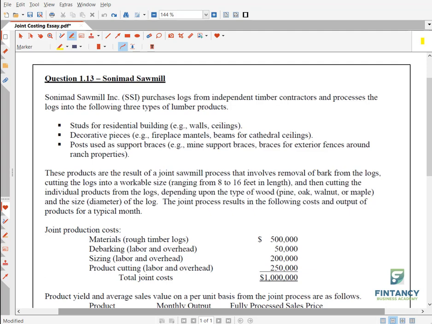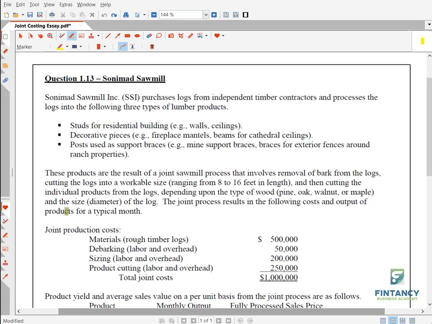So welcome back. We are doing the essay question on joint costing now. This is question number 1.13 from your IMA study support package. SonyMed Sawmill. So let's start.